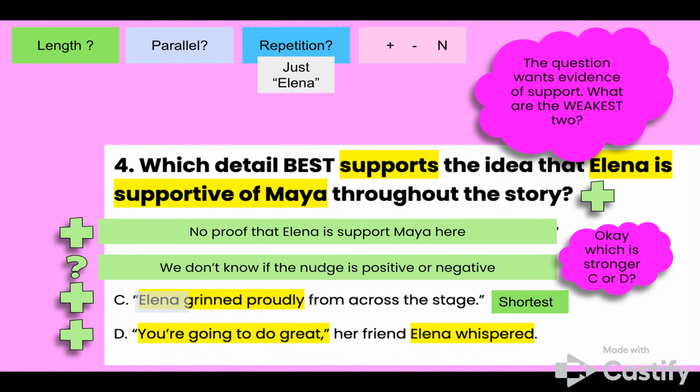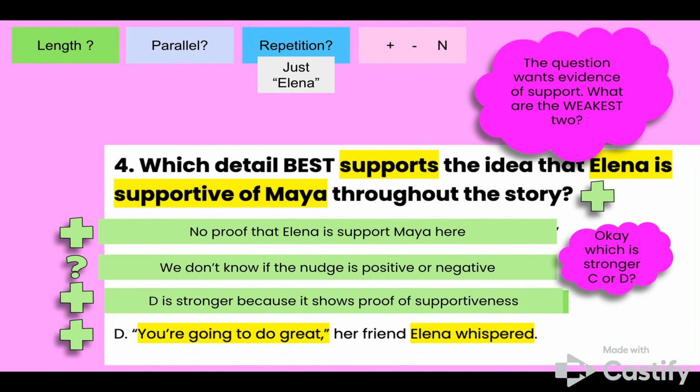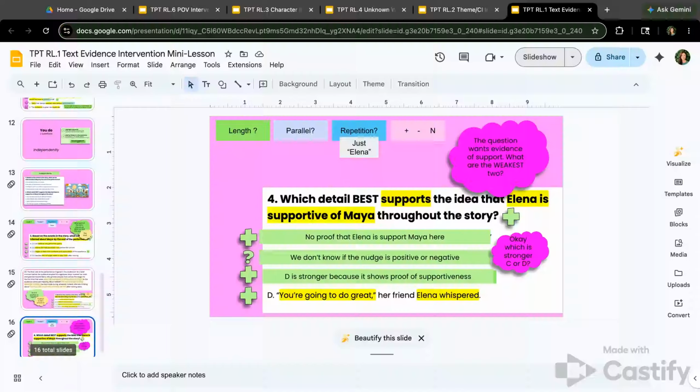All right, so which is stronger between C and D? Hopefully they say D because it shows proof of what the question wants, which is supportiveness. All right, and that is it. A quick mini lesson on literature textual evidence.